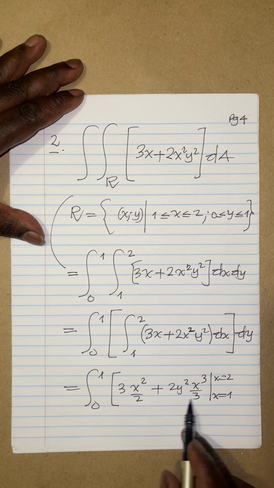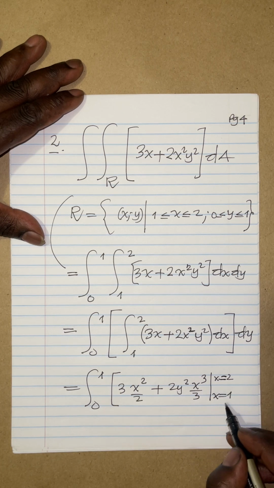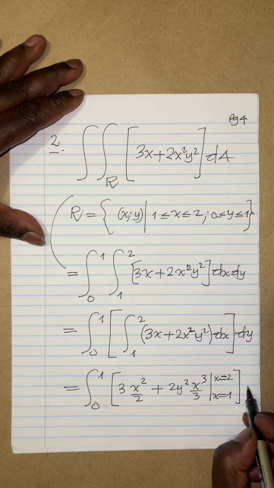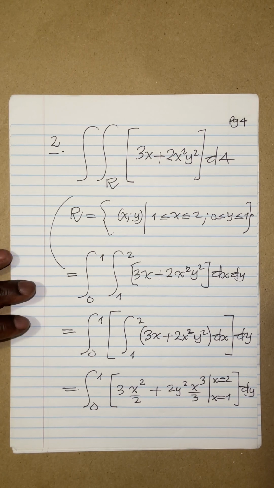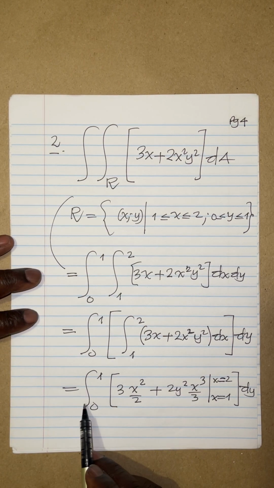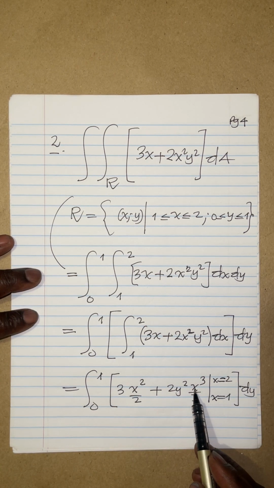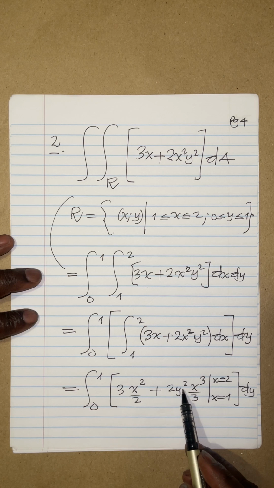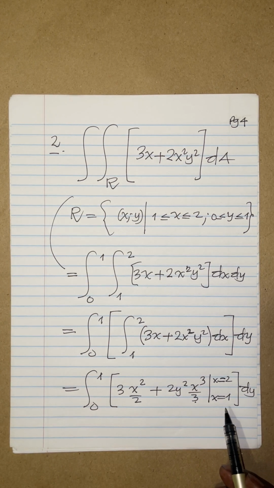Why? Because we have two variables here, so we have to specify that we're interested in x first, and we have dy outside. Now notice that 3 over 2 is a constant, so we can simply take it out, and then we substitute 2 there, and same story here, we're going to substitute 2 in that place, and then 2y squared over 3 will be taken as a constant. We do the same for 1 and subtract.